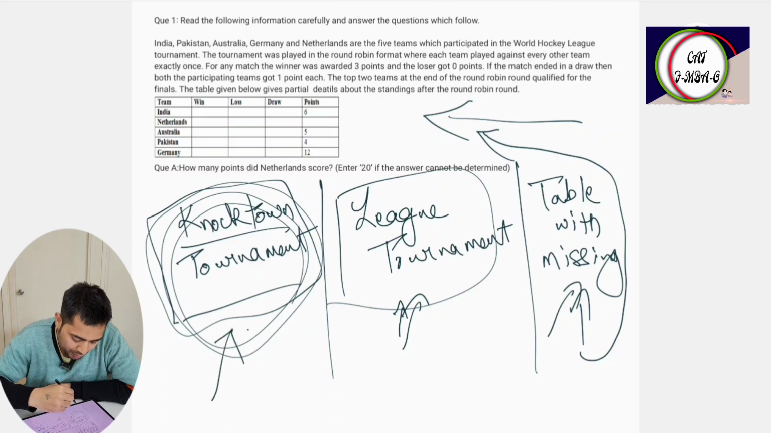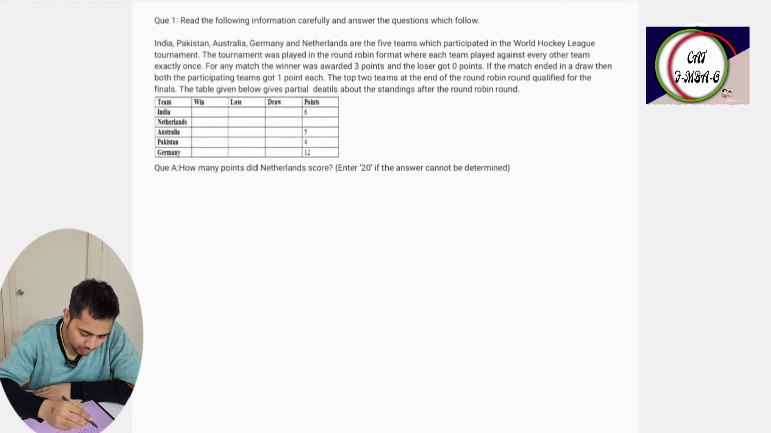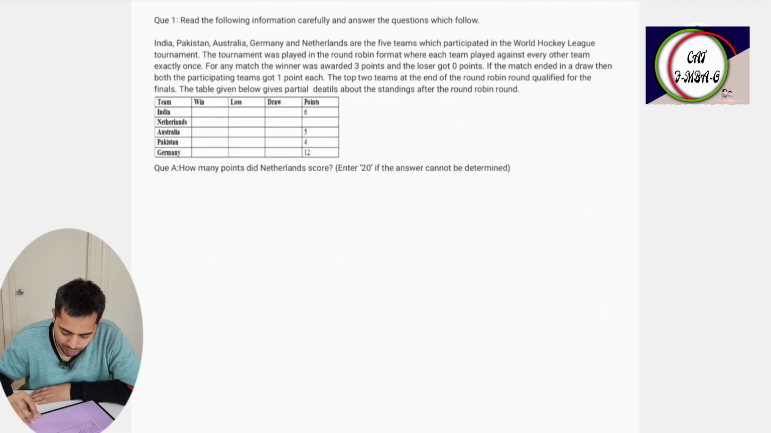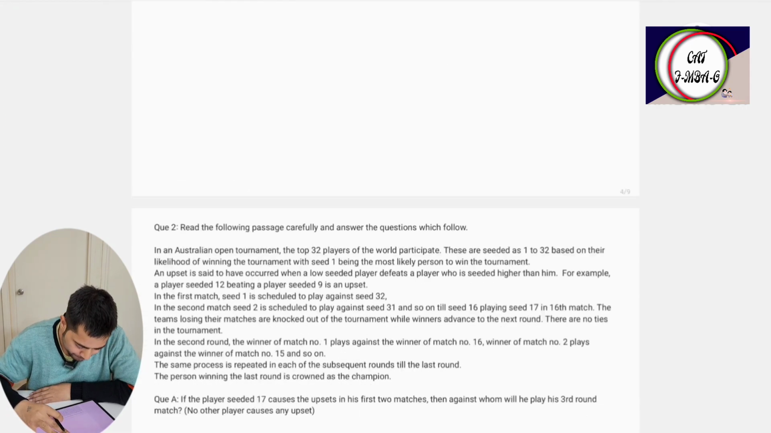But this knockout tournament, if you're able to solve the set which I am teaching you today, 100% you can solve any knockout tournament. So we will start from the knockout tournament itself. We have 2 sets today. One is knockout and one is simple league or round robin tournament. We will start from the knockout tournament itself. Okay.